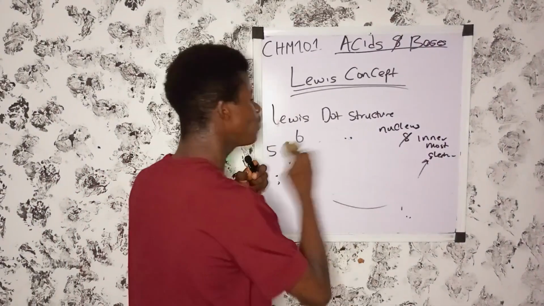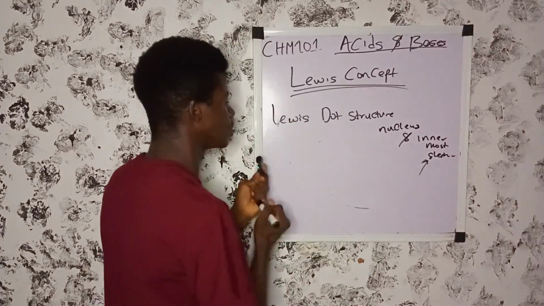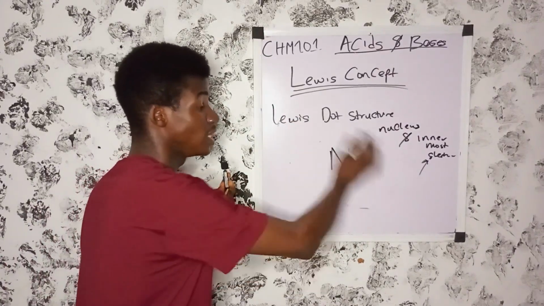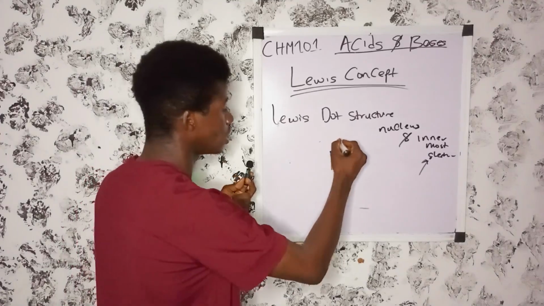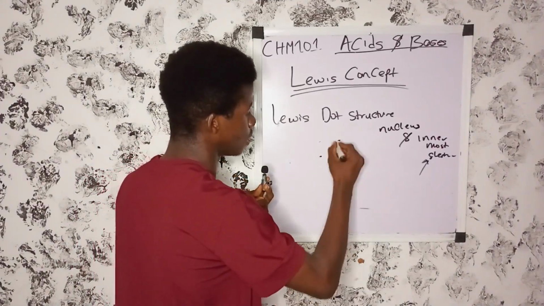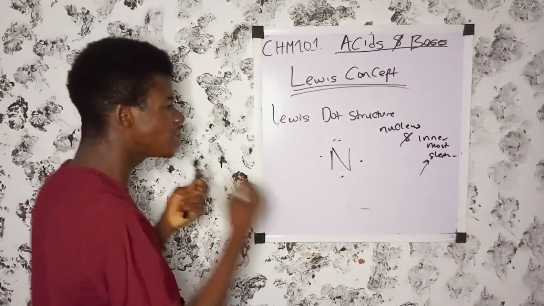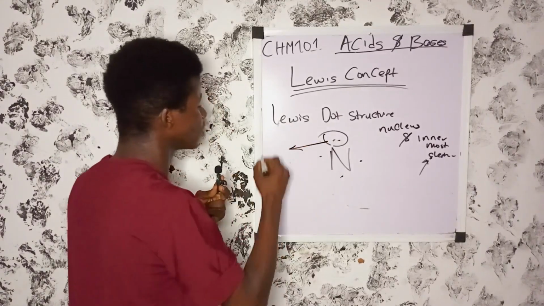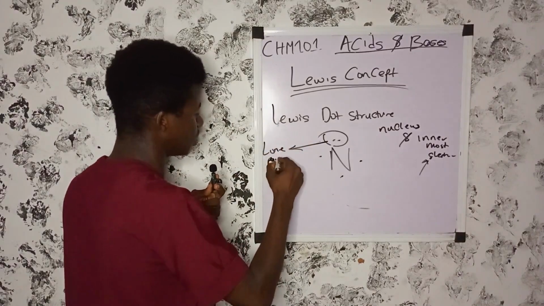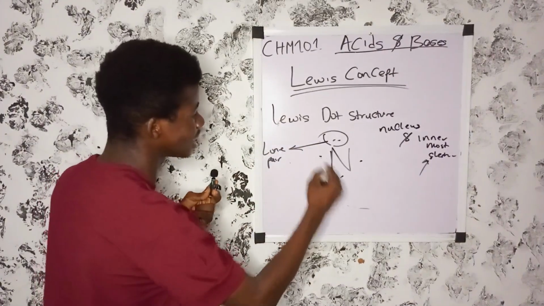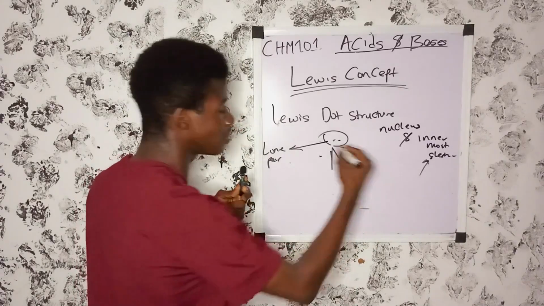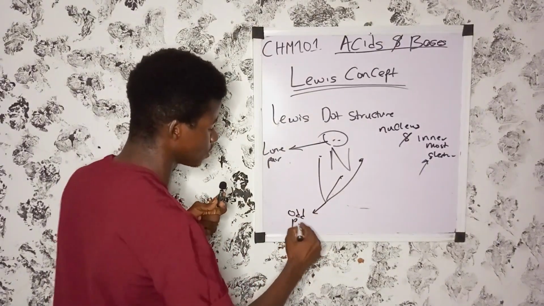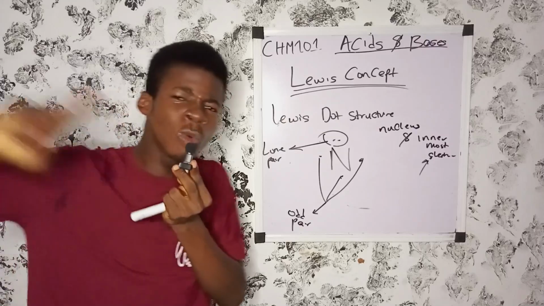Before I continue, nitrogen has 5 valence electrons, right? We need to arrange the 5 valence electrons in the four corners of this symbol, which is 1, 2, 3, 4, then 5. Now let's continue. Take note that these two electrons that are banded together are called a lone pair. While these electrons that are not banded at all are called odd pair.